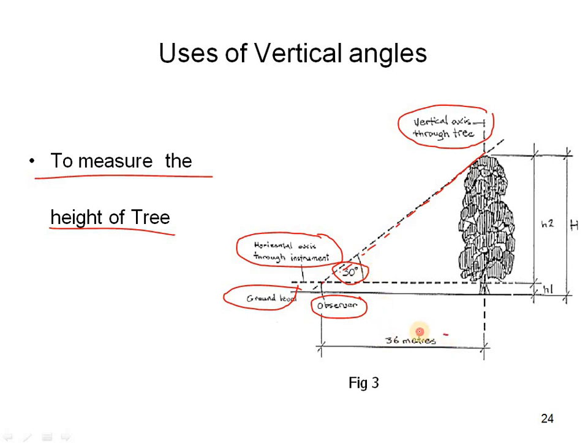Then we have to find out the distance from the observer to the tree and we have to find out the h. If h1 is already given, that is from the observer's standing position to the bottom of the tree, that is nothing but the horizontal axis to the instrument, just like we call height of instrument. Next we will find out h2. This h1 plus h2 is equal to the total height h.